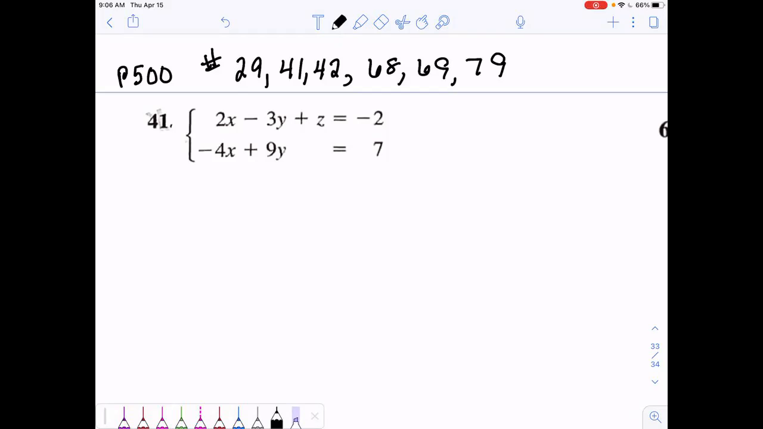So how would you solve number 41? What would the first step be, Peter? Sure, let's take that top equation and multiply it by 2. So we're still going to use elimination, and let's try and eliminate the x from the second equation. So multiplying it by 2 gives us 4x minus 6y plus 2z equals -4. And Peter, when you add those 2 equations together, what do you end up with?